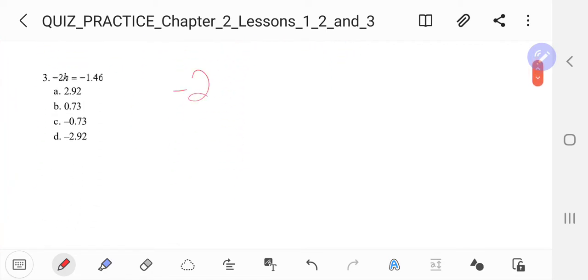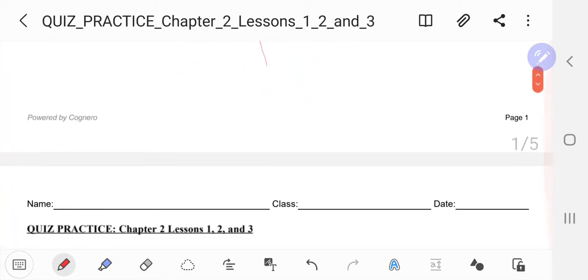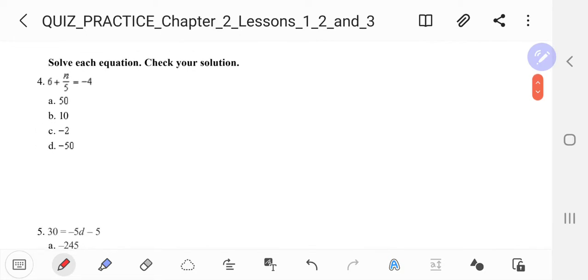Okay, now this time I don't have a fractional coefficient. I just have a regular coefficient that's multiplied by the k, so the inverse operation is going to be to divide. Got to do it to the other side to keep this seesaw balanced. A negative divided by a negative is a positive, and then when I do the math, I get 0.73. Moving on.